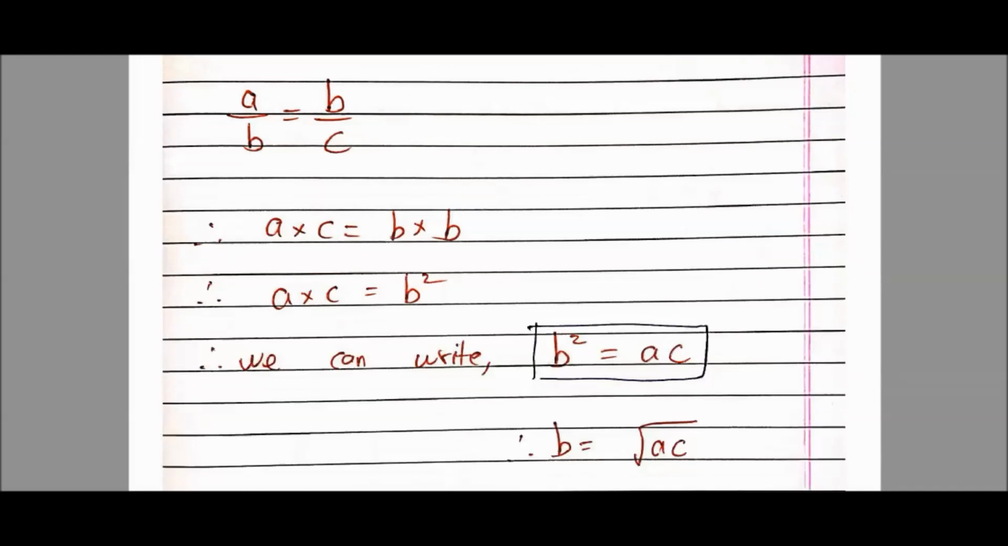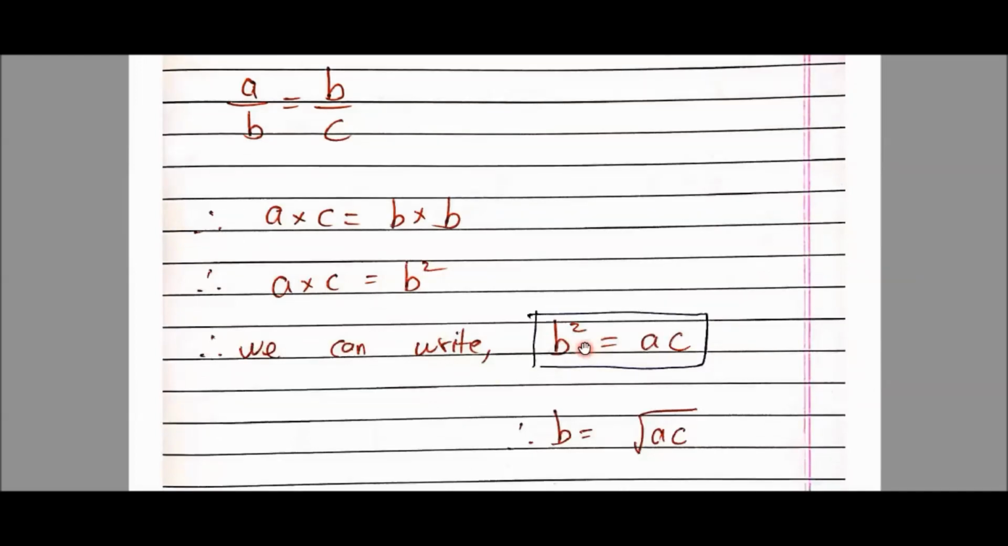So now what we can write? We can write B square is equal to AC. Of course, if the square of this side goes on the other side, it becomes a square root. So B is equal to square root of AC. If we proceed further.